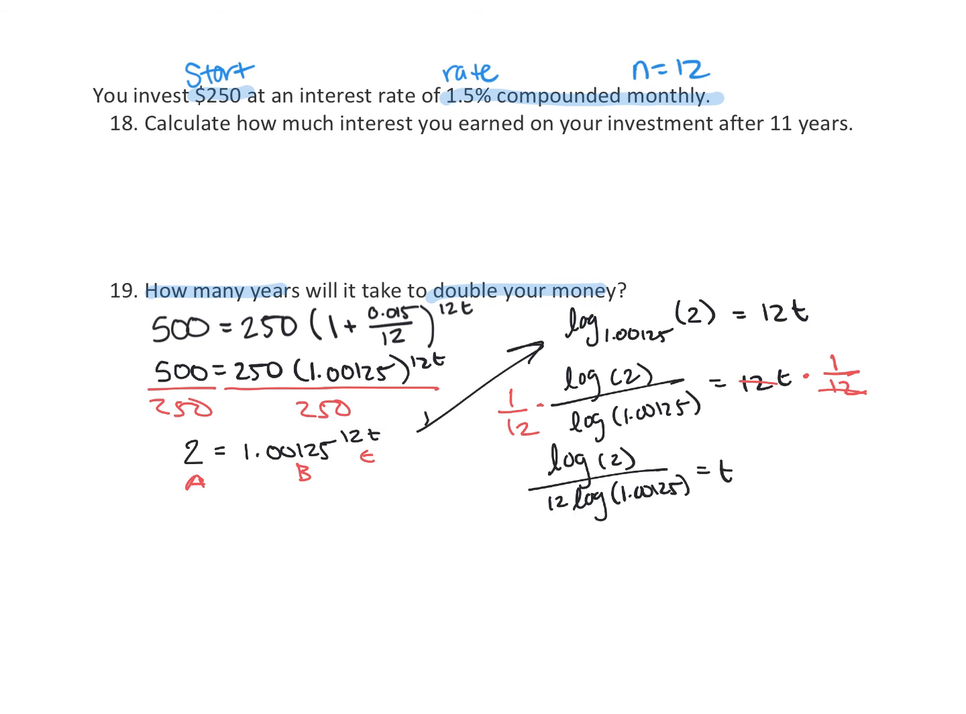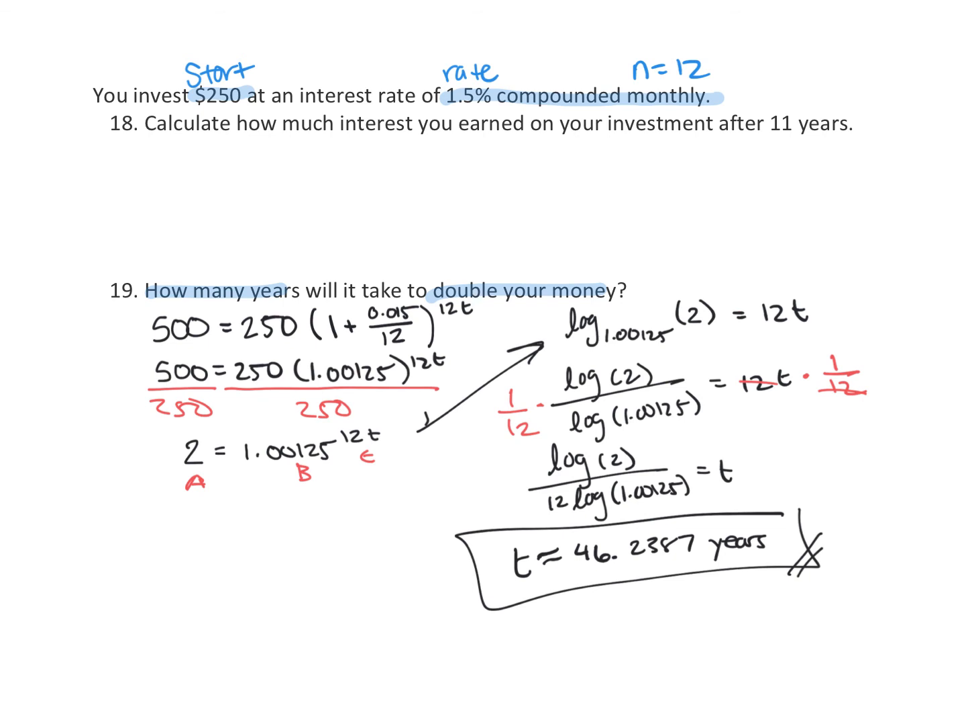So once I plug this into my calculator, I get that t is about 46.2387 years. And I'm rounding to the 4th decimal place because that was for time.